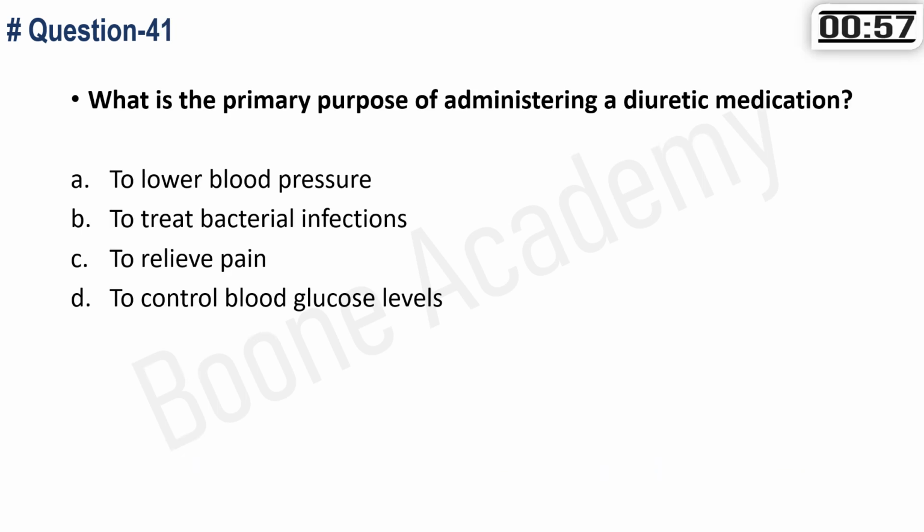Question 41. What is the primary purpose of administering a diuretic medication? A. To lower blood pressure. B. To treat bacterial infections. C. To relieve pain. D. To control blood glucose levels. You have 1 minute to answer your question.